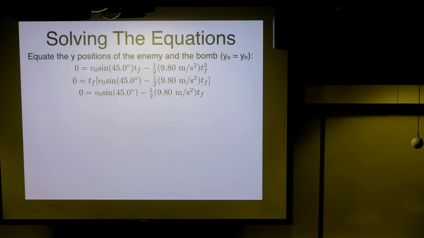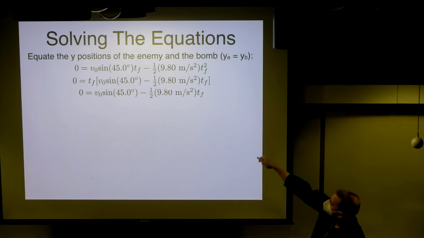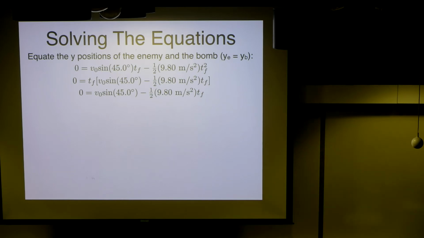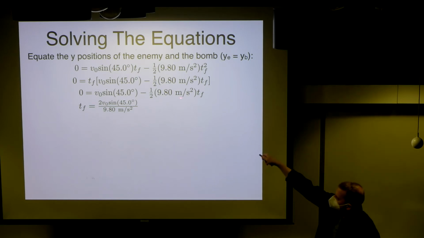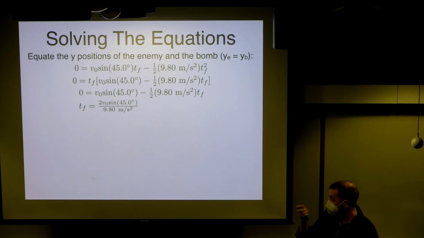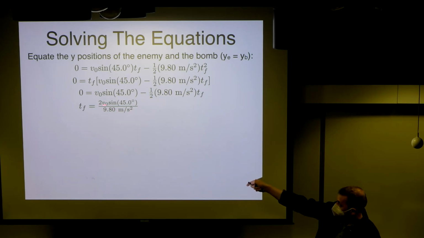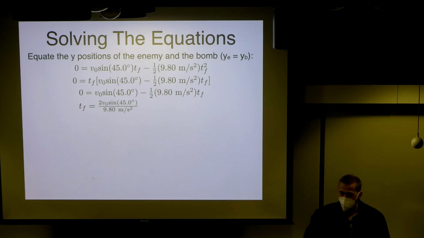So basically, just divide out this T final, get rid of it, and now we're left with 0 equals the thing in the brackets here, okay? And if you rearrange that, here's what you'll get, okay? So if you take this formula that's shown here, and you just solve for T final, you'll get this. 2 times V naught sine 45 degrees over 9.8 meters per second squared. Okay, so that's T final, but since we don't know what V naught is, it's going to have to look symbolic like this. Okay.